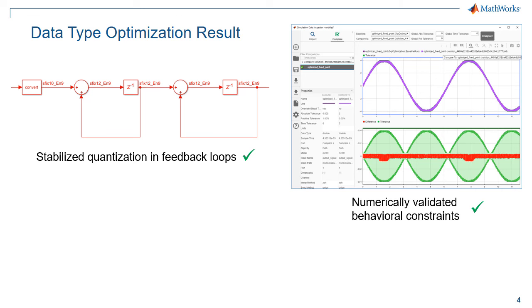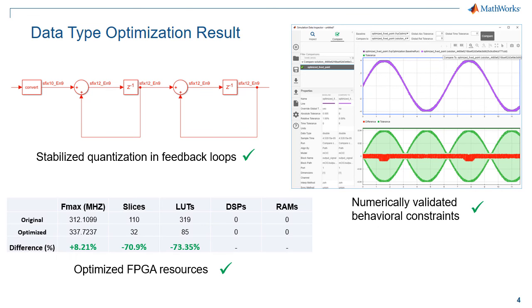And when you generate code using HDL Coder and go through the Xilinx Vivado tool, you will notice that the optimized model is very efficient in terms of the lookup table usage and the logic slices used.